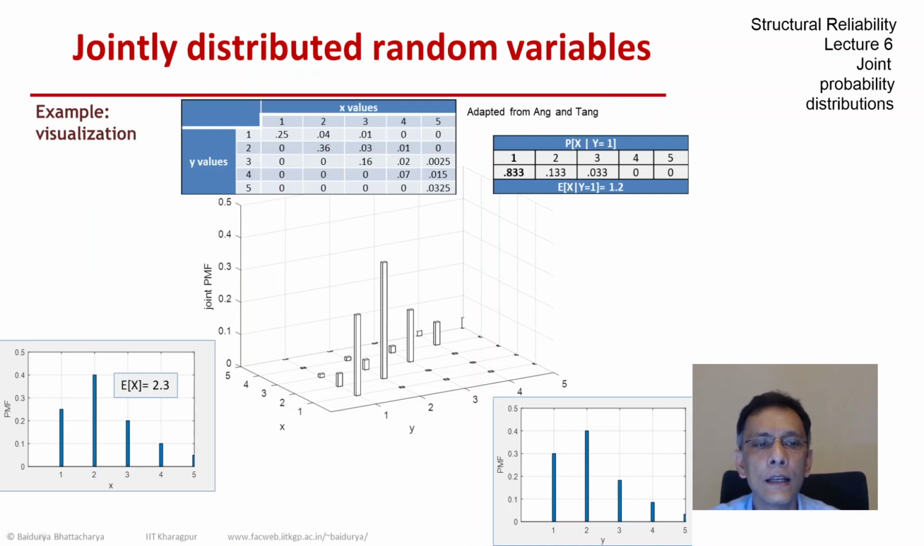We could also find out the conditional mean, the conditional expectation, which we are going to define formally in a few slides from now. But it's easy to do that. Just multiply the value of x with its conditional probability. So 1 times 0.833 plus 2 times 0.133 and so on. So that conditional mean of x given y is 1 is 1.2. We can compare that with the unconditional mean of 2.3.